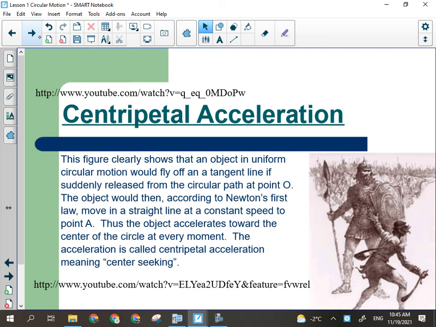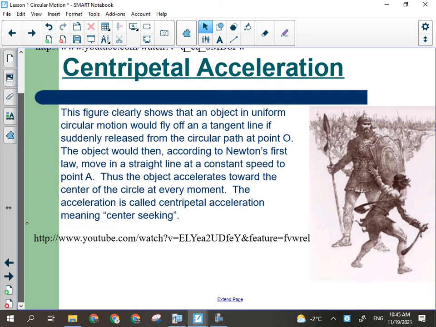So with our centripetal acceleration here, okay, we see that an object that's going in uniform circular motion would fly off on a tangent, so in a straight line, if that centripetal force was absent or suddenly released. Okay, and then move in that straight line. So the object accelerates towards the center at every moment it's moving in the circle, okay? And we call that centripetal because it is center seeking, okay?